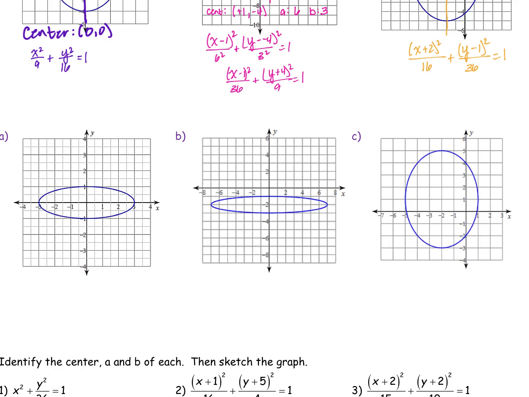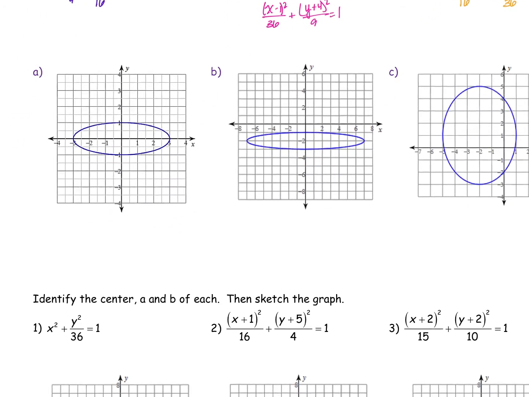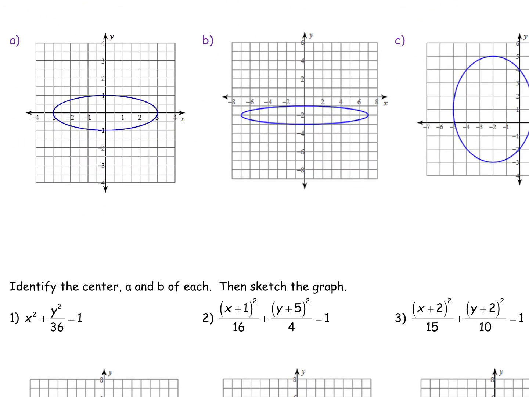Okay, guys, so for A, what should we have? We should get x squared over 9 plus y squared equals 1.